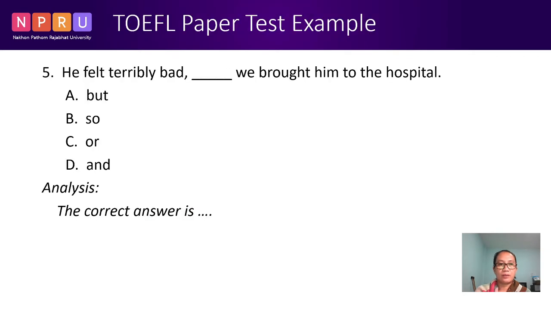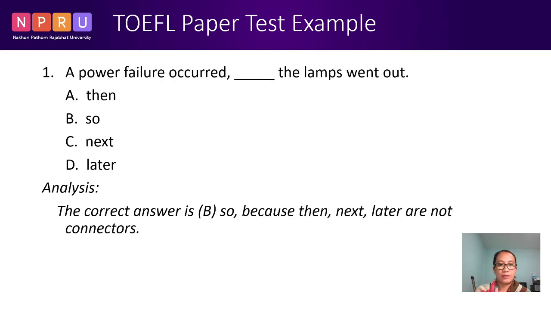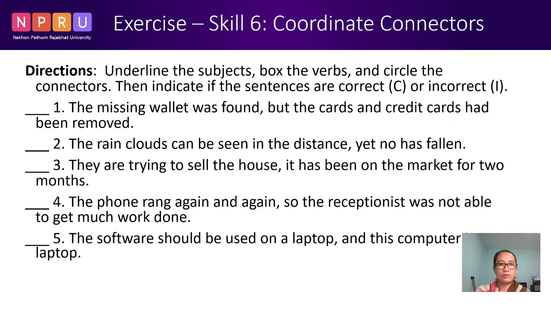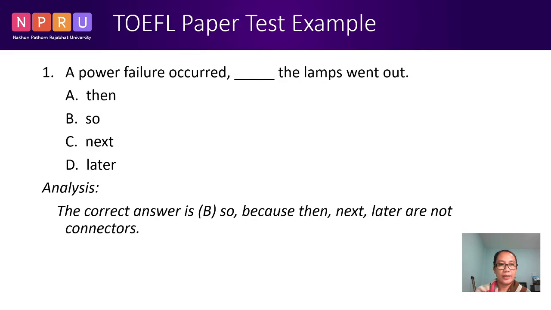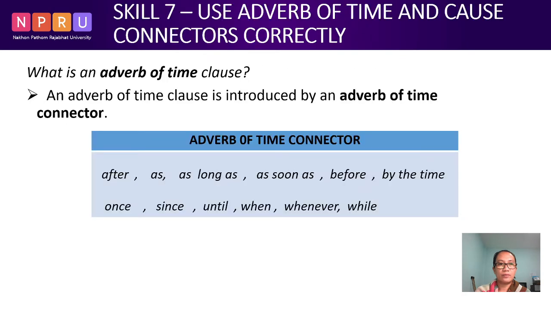Actually, there are only 4 because the first one we already have discussed the correct answer. So you have to take note. You have to answer this as your homework. Skills number 6, 10 items. And TOEFL paper test, another 4 items. All right, so let's move on to skill number 7.